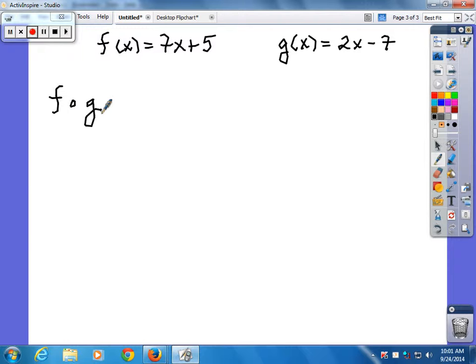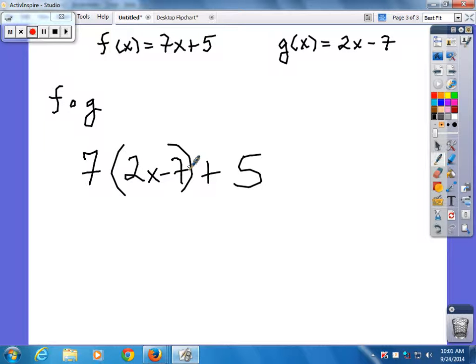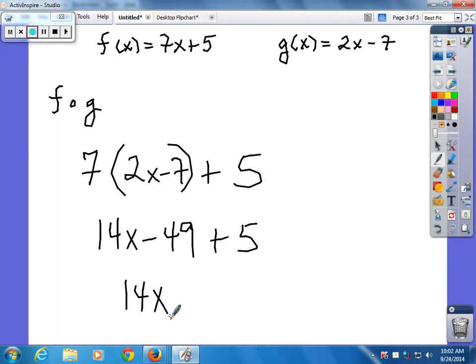f of g is F composed of G. So first thing you do is you write F in terms of big what? Parentheses. So 7 parentheses plus 5, and you put what in the parentheses? G. And then you solve. 14x minus 49 plus 5. 14x minus what? 44? And yes, you can factor out something there, but that's not what we're worried about. I'm worried about if you can do f of g.